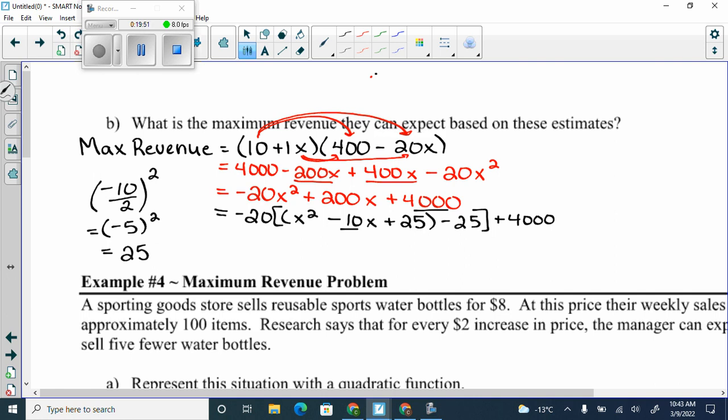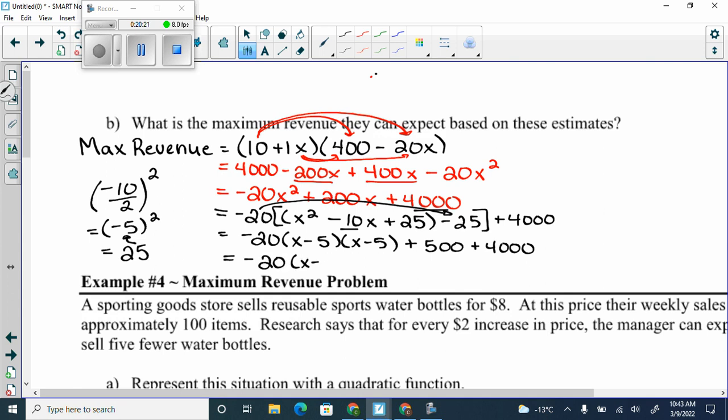I just keep going. I'm going to get negative 20. What multiplies to 25 and adds to negative 10? X minus 5, X minus 5. I just go back to this number. X minus 5, X minus 5. And then I do negative 20 times negative 25, which is positive 500, plus 4,000. So I'm going to get negative 20 times x minus 5 squared plus 4,500.